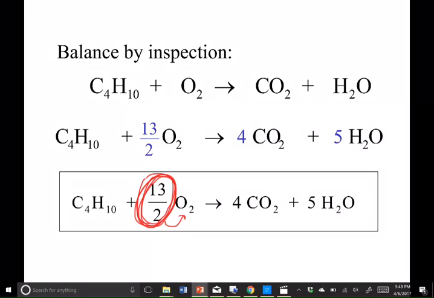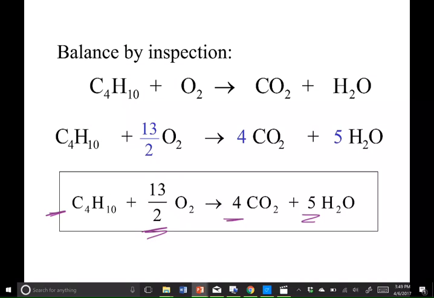So the next slide actually does something. This is what I call a recipe. The recipe says, and we'll be talking more about this when we talk about stoichiometric calculations, take 1 of these, 13 halves of these, 4 of these, and 5 of these. Or I should say it forms 4 of these and 5 of these. If you want to scale up a recipe, you basically take everything up or down by a factor. You double everything, you halve everything, you triple everything.